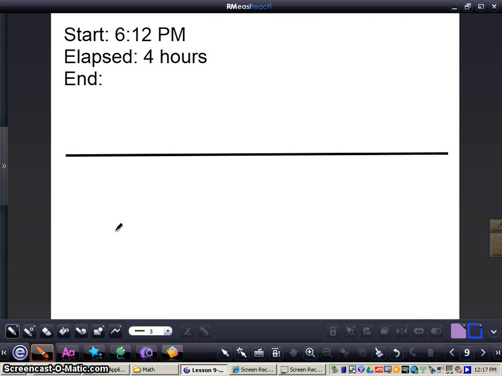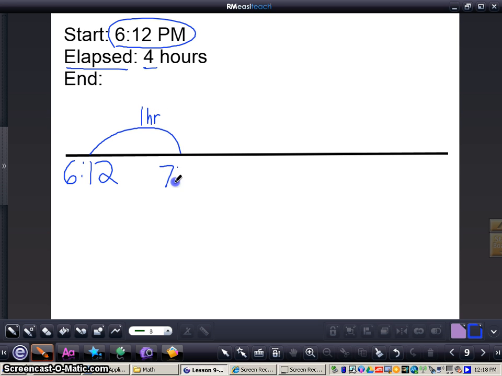Okay, now we're going to take a look at a problem like this. What they have given us is a start time, which is 6:12 p.m. They've already given us the elapsed time, which is 4 hours. We just need to figure out the end time. Okay, so what we'll do is we'll set up a line like this, and I'll just fill in 6:12. Okay, and if I want to add 4 hours to this, we could just simply add 4 hours to the 6:12, but it may not always be that easy.